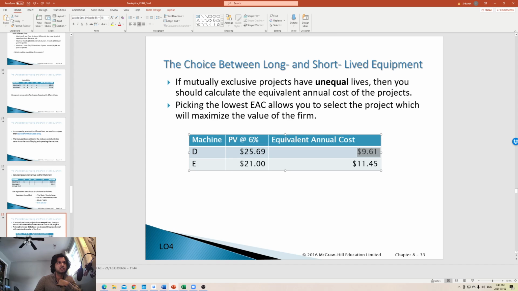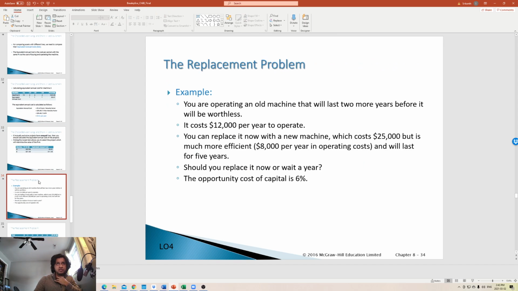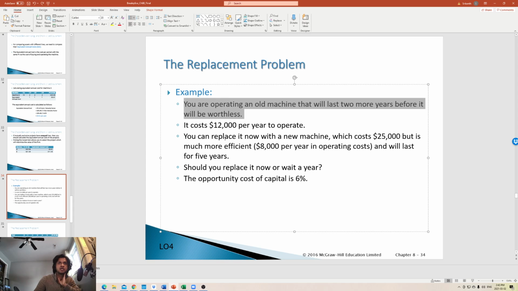So this is the choice between long and short equipment. A very similar problem is the idea of a replacement problem. So here, instead of the long and short, you're trying to think about, again, existing versus new machine in some sense. The old machine will last 2 more years, and it costs $12,000 a year to operate. The new machine costs much more, but it's much more efficient. Newer technology, newer refrigerator, energy efficient, and all these things. Should we replace it now or wait a year? And the cost of capital is 6%.